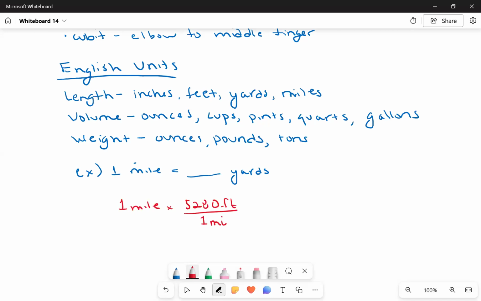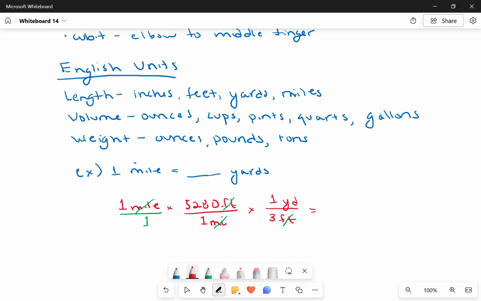I set my fraction up so that miles is in the denominator and the numerator, and therefore they cancel out. That unit of measurement cancels out. And what I'm left with is now in terms of feet. I do know that there are 3 feet in 1 yard, so I'm going to set up that fraction where I put feet in the denominator. That way feet will cancel with this here. And then the 1 yard will go up here in the numerator.